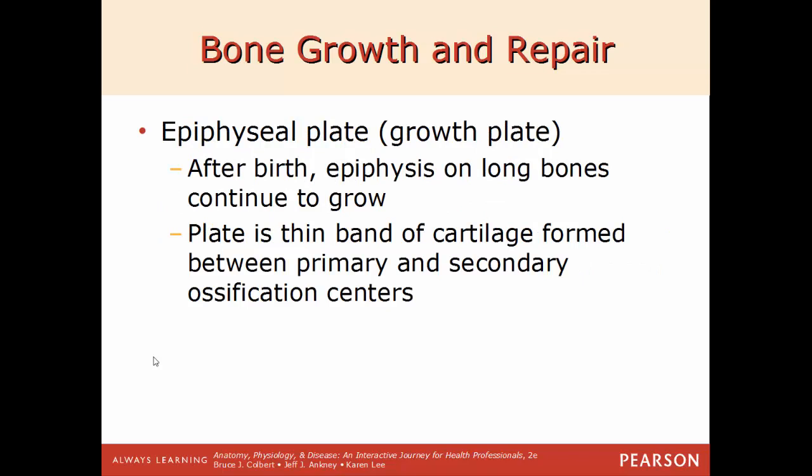After a baby is born, the method by which that baby gets taller is due to the location in these bones called the epiphyseal plate, or the growth plate. The epiphysis on long bones will continue to grow. That's how you get a baby getting taller. The legs get longer and the arms get longer. What's happening is there's a thin band of cartilage that's formed between the primary and secondary ossification centers. And that cartilage gets replaced slowly by bone. And as it happens, the bone gets longer.